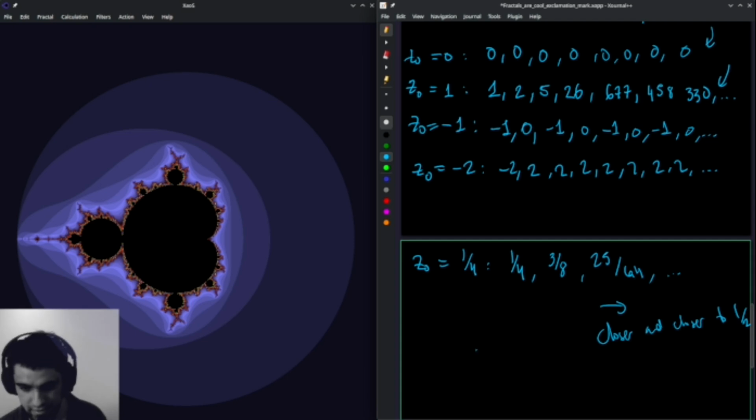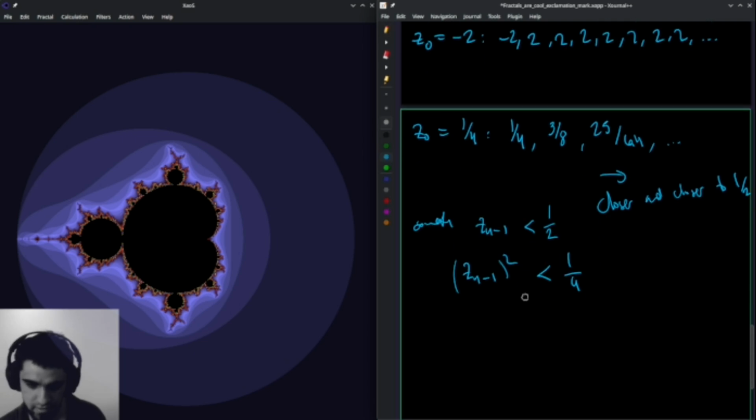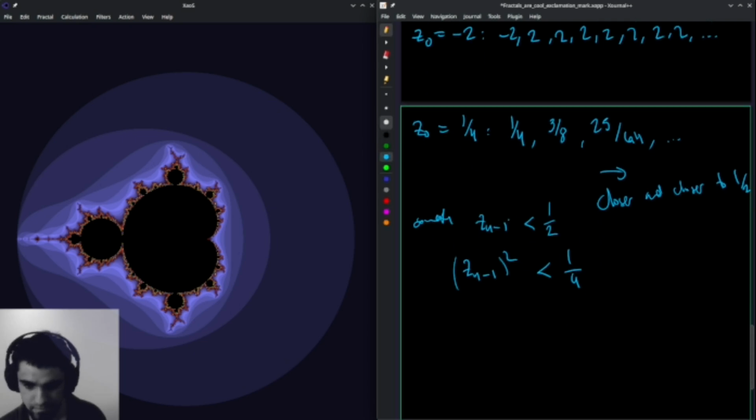The thing is that if you begin with something that is less than a half, so if zn-1 is less than a half, this means that zn-1 squared is going to be less than a quarter, because a quarter is a half squared, and this is assuming that these are positive numbers.